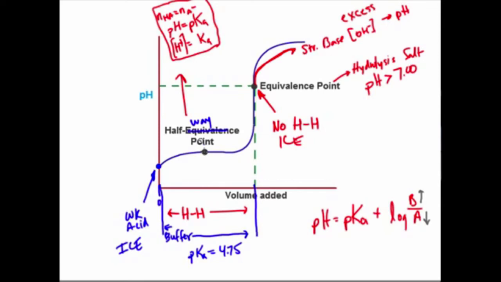When we get to this point is when the base is equal to the acid. Over here, your acid is going to be greater than your base. And on this side, my base is going to be greater than the acid. And that's kind of what's going on along this curve. And eventually, the acid's completely destroyed and the buffer is gone.